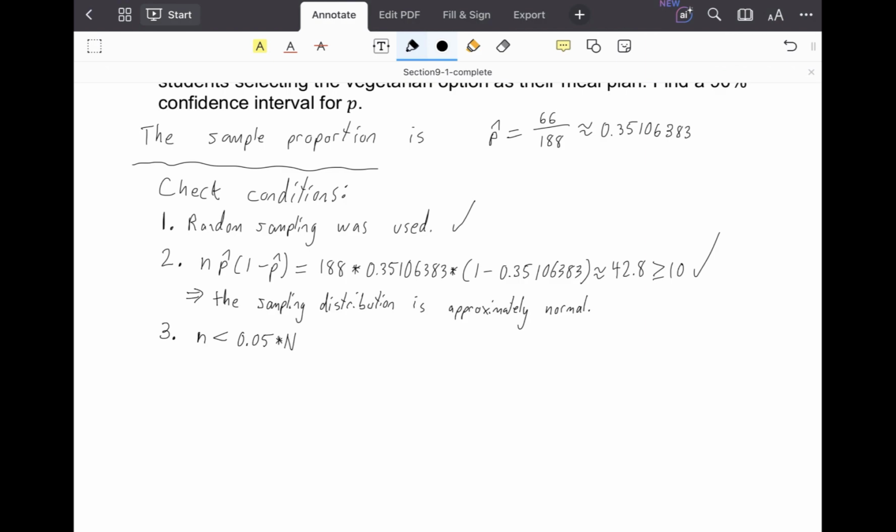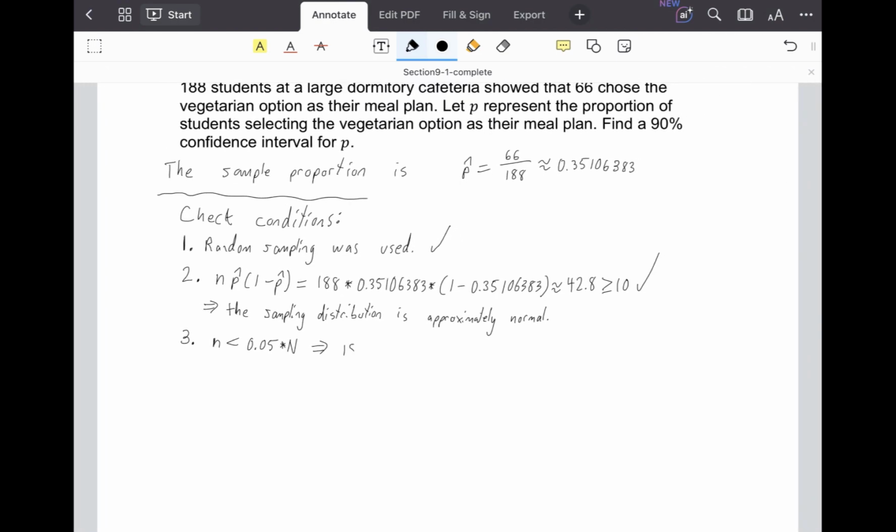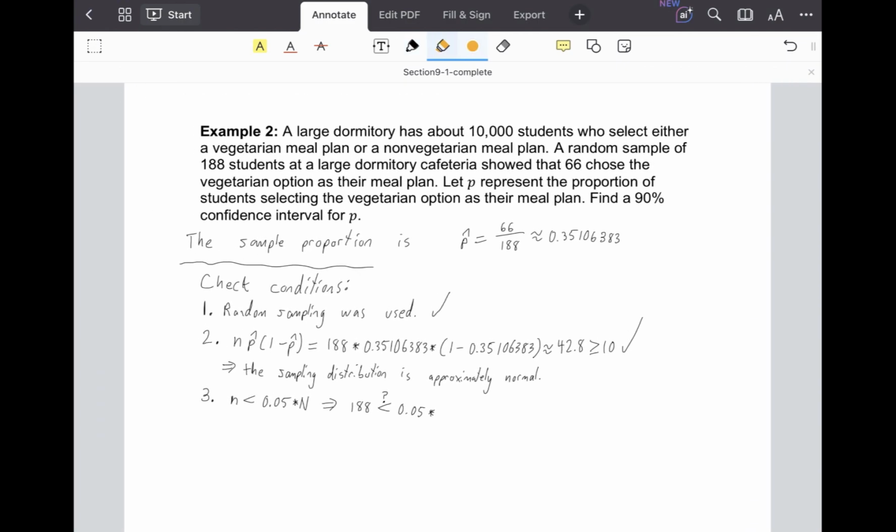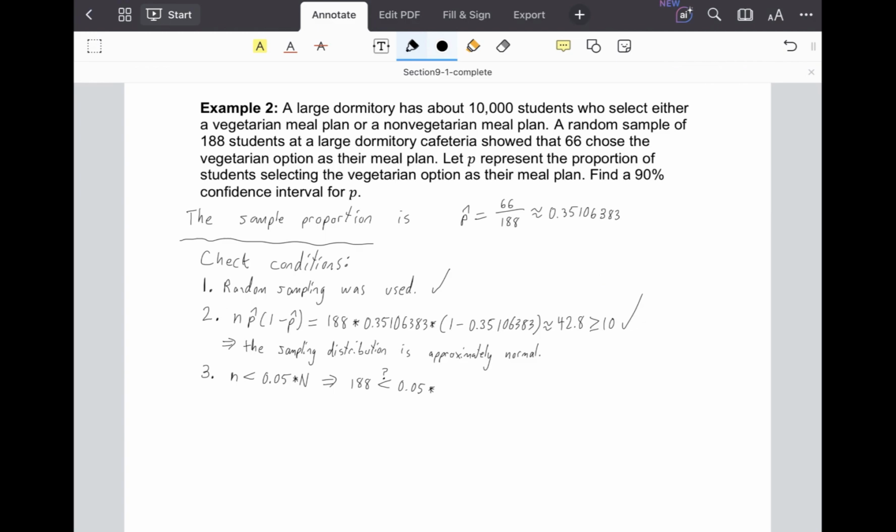the capital N, the population size. And our sample size was 188. So just filling that in. We're checking, is it less than 0.05 times, gotta look for, oh, they did give us a population size. So the large dormitory, 10,000 students, that 10,000 is that capital N. It's the size of the population that we're pulling from. So we multiply those together.